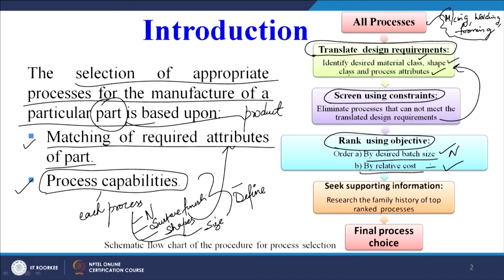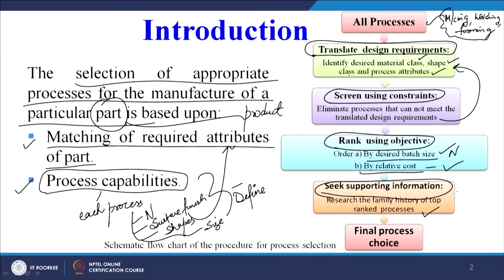Before that we have to see the material, we have to see the shape that has to be produced, we have to see the process attributes that we need, for example, surface finish can be one process attribute. So, first we do the screening based on these translated design requirements, and then further we come to the desired batch size and the relative cost. Now, finally we can seek the supporting information, research the family history of the top ranked processes.